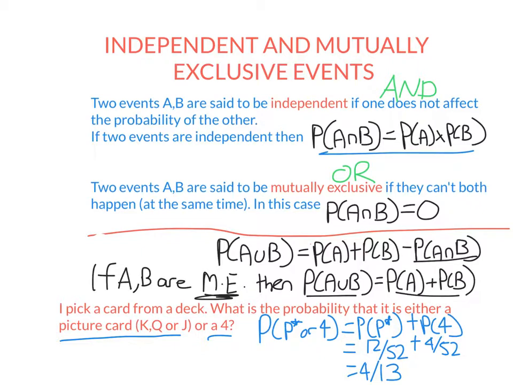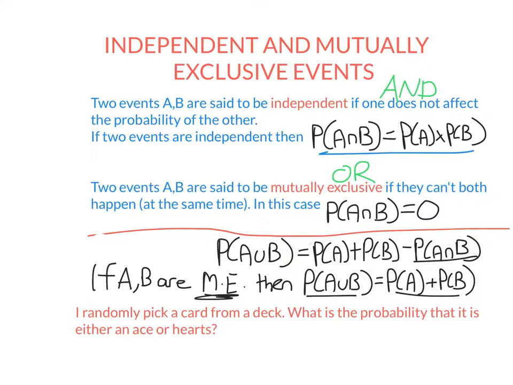So now we're just going to look quickly at an example where the events are not mutually exclusive. So please pause and copy this down if you need. So now I randomly pick a card from a deck and I'm going to find the probability that it's either an ace or hearts. So these events are not mutually exclusive, because you can get a card that is both an ace and a heart at the same time. Of course, that happens if you pick the ace of hearts. So we can still use this OR rule, this addition rule. It's just that now we're going to have to include the probability they both happen.